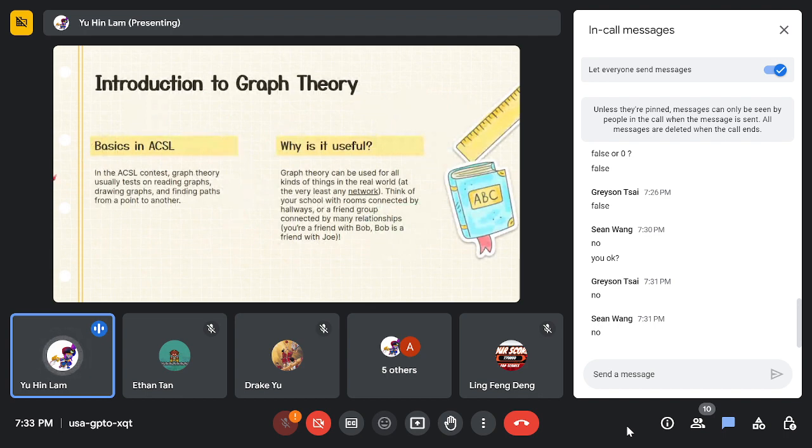In ACSL, graph theory is usually going to be tested in reading graphs, drawing graphs, and finding paths from one point to another. Some people may ask, why is it useful? Graph theory can actually be used in a lot of things in the real world, like networks. Some examples could be how our school rooms and hallways are connected, or how a friend group could be connected. Like you're friends with Bob, or Bob is friends with Joe. It's just talking about a network of things.